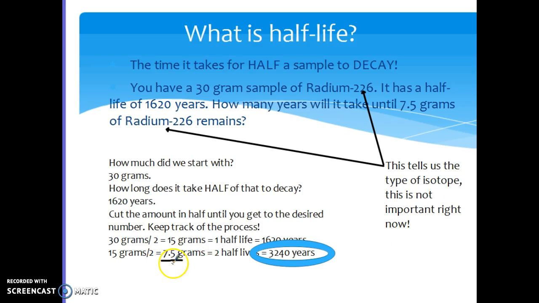How many times did we have to divide to get there? 2. 2 half-lives would be 2 times 1,620, which would be 3,240 years. So, in 3,240 years, you would have 7.5 grams of radium-226 left if you started with 30 grams.